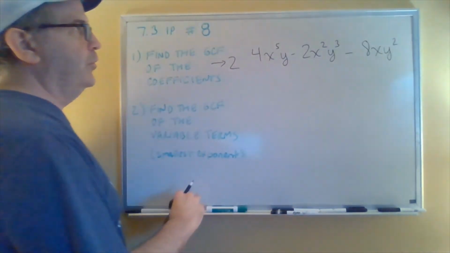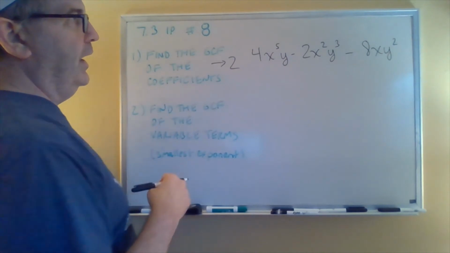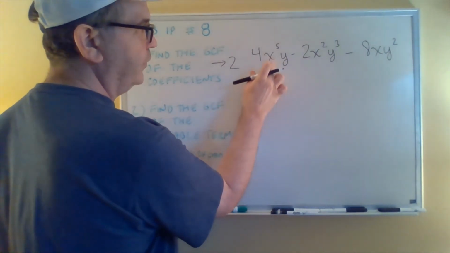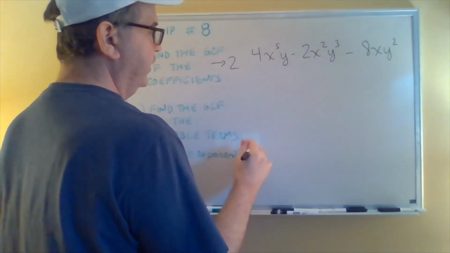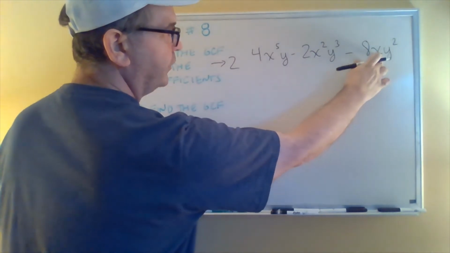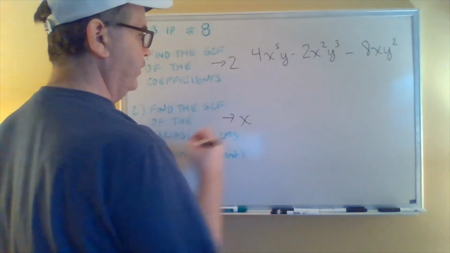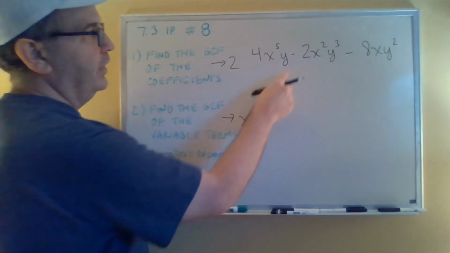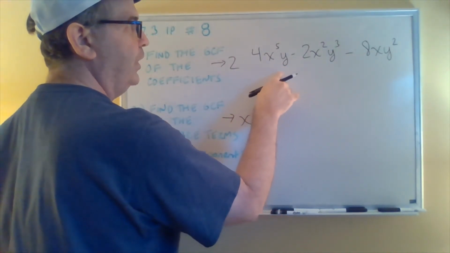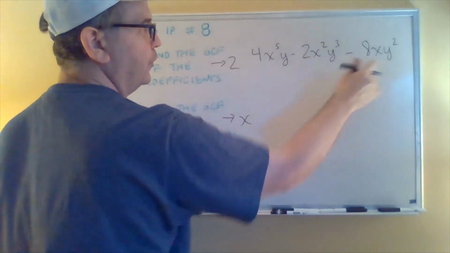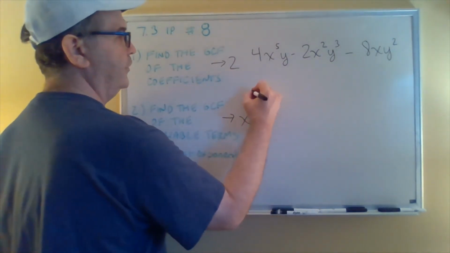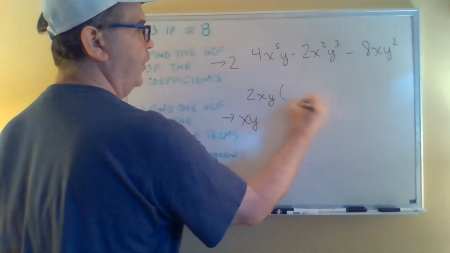Now let's look at the variables here. We have x's and y's, so we have to make sure they're present in all three terms. Our x's in all three terms, we have x here, x here, x here. So yes, we need to find the smallest one. That's x to the 5th, x to the 2nd, this is x to the 1st. So we know we're going to pull out the x. Now we have y here, and y here. So we can find the greatest common factor with y. It's y to the 1st, y to the 3rd, y squared. So it's just going to be y to the 1st. So our greatest common factor is 2xy.